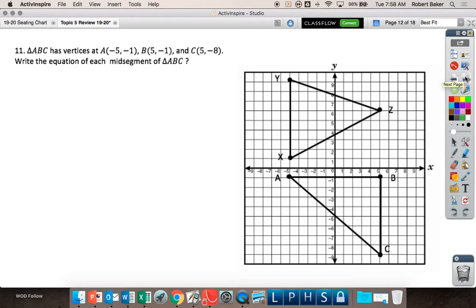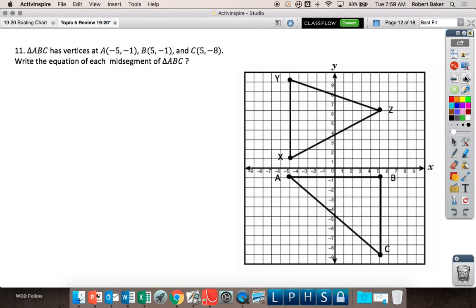So number 11 looks pretty similar to your quiz. It says write the equation for each midsegment of triangle ABC. So in this problem, you're looking at triangle ABC, and you have to find the midsegment for each one. Then you have to find the equation for each midsegment. So it's a lot of information going on here. We tried to give you guys a nice triangle that will give you a little bit of success. So you have to remember, a midsegment does what? A midsegment is a line that connects midpoints of triangles.